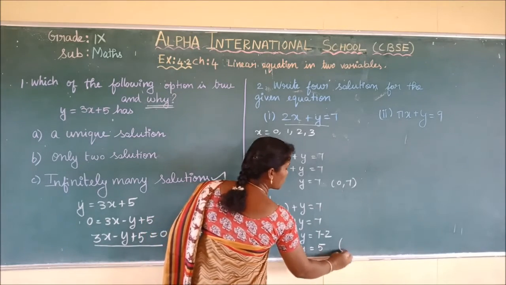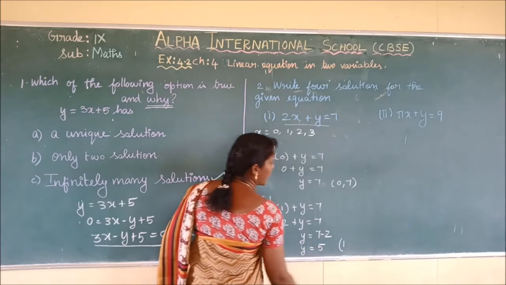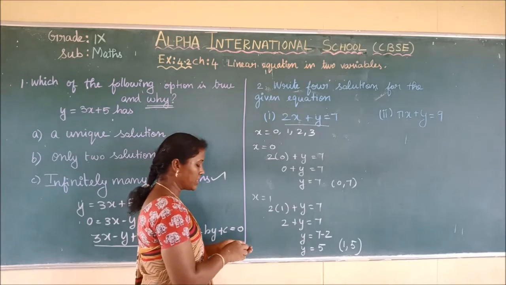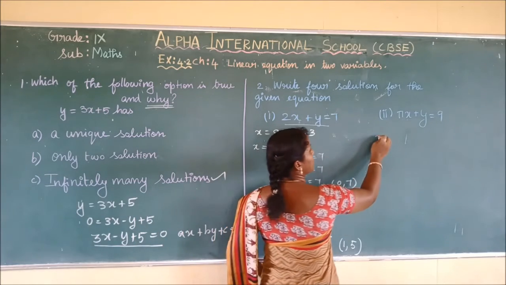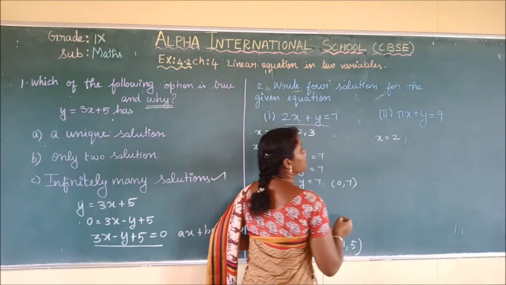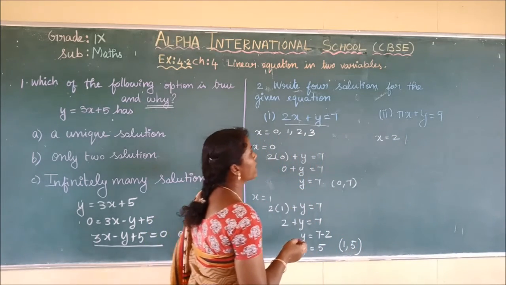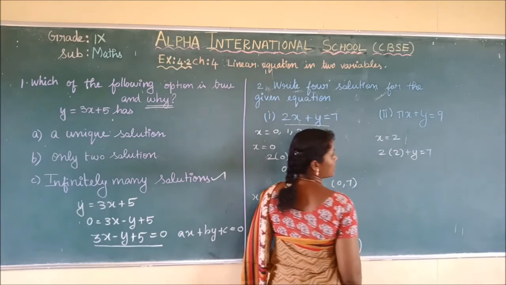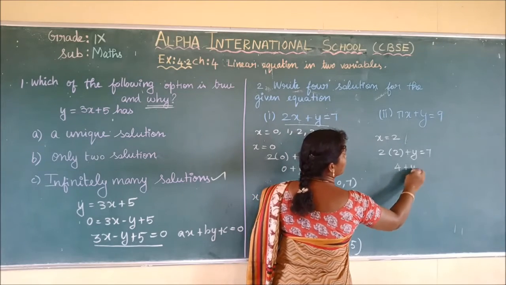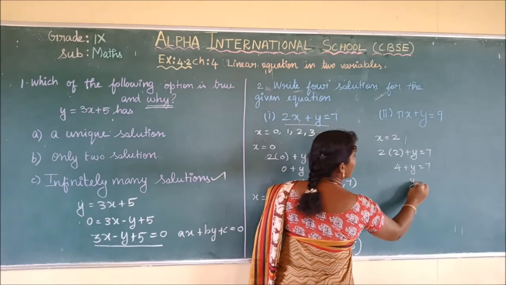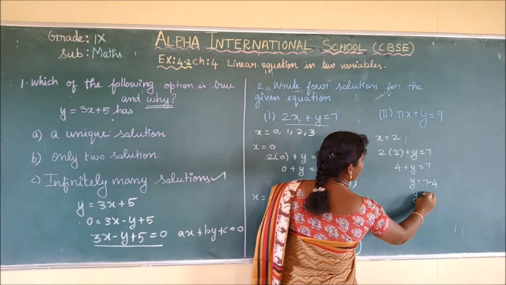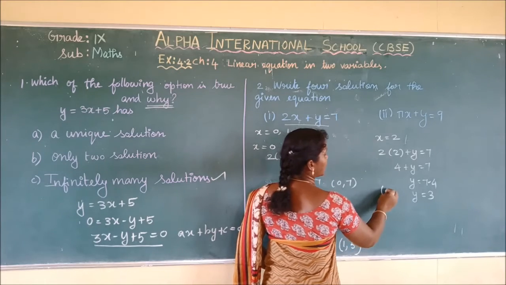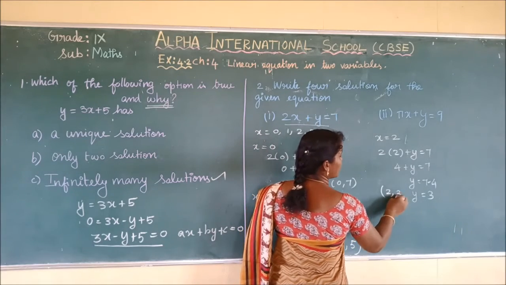So the second solution we got here: if I substitute the value of x as 1, we are getting the corresponding value for y as 5. We got 2 solutions, 2 more solutions we have to find. For that, let first x is equal to 2. If I am taking x is equal to 2, we have to take the equation. So 2 into 2 plus y is equal to 7. 2 into 2 is 4 plus y is equal to 7. So y is equal to 7 minus 4, y is equal to 3. If we take x is equal to 2, y is equal to 3.